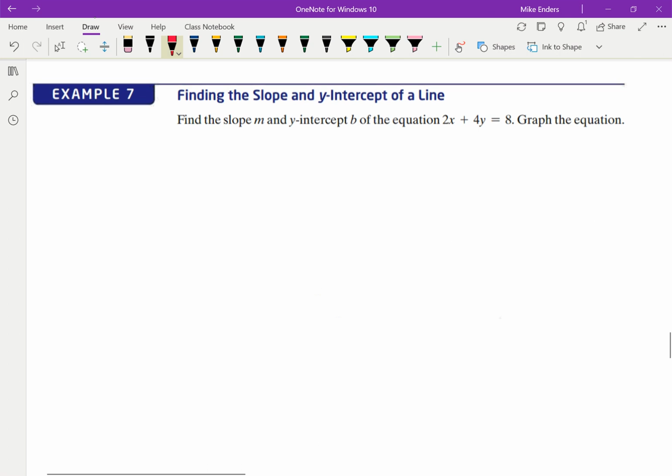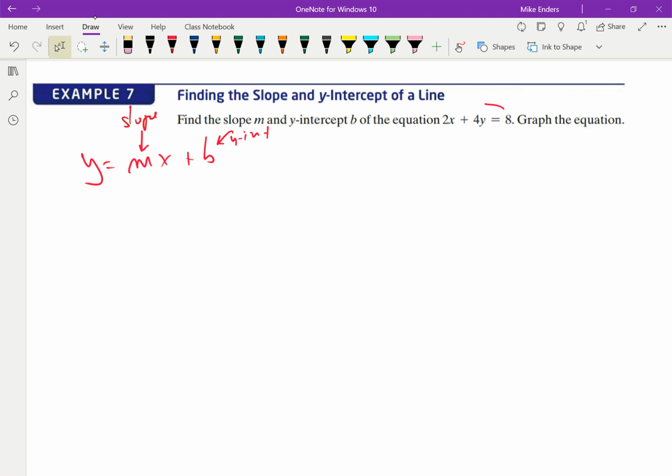What can we do with these? All kinds of things. So example number 7. We've got a few more examples here. Find the slope m and the y-intercept b of the equation 2x plus 4y equals 8, and let's graph the equation. So my slope-intercept form is y equals mx plus b, where what's with the x is my slope, and then what's by itself is my intercept, and specifically the y-intercept.